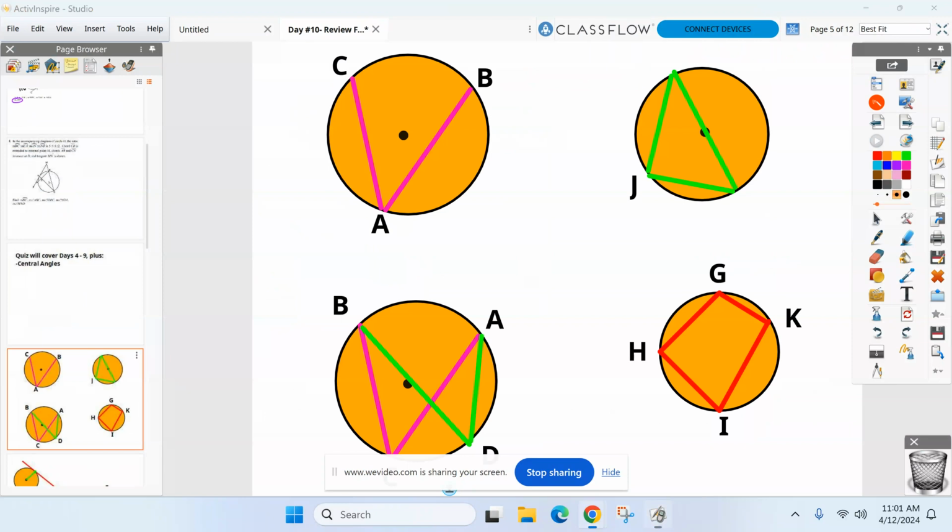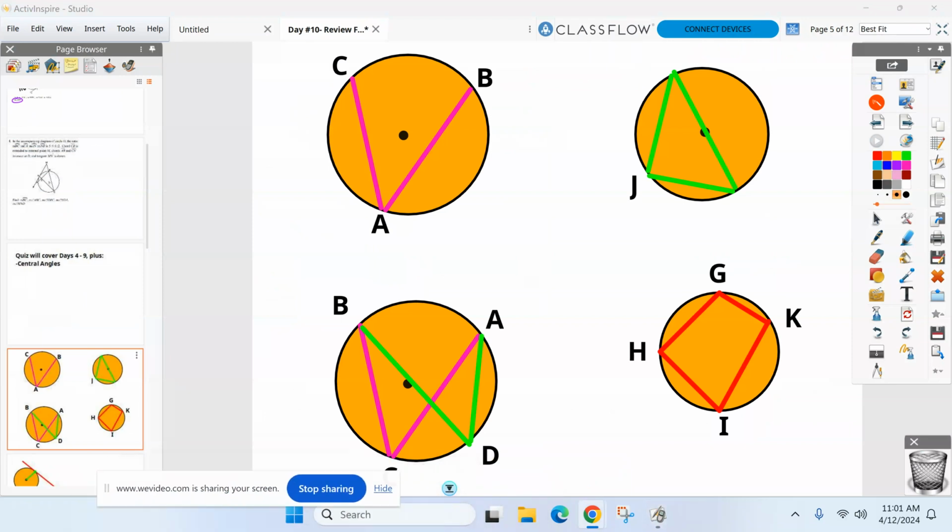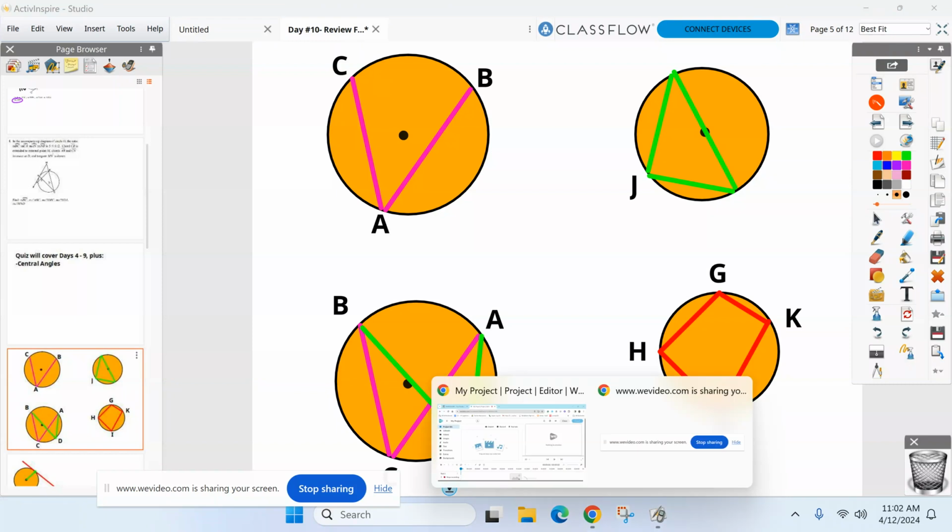So first thing I'm going to ask somebody here: angle A, what's it called? How do you find it? I want you to know where you need to be before you leave the room today. Monday when you walk in, I need to know all of this. Angle A, what type of angle is it and how do I find it?